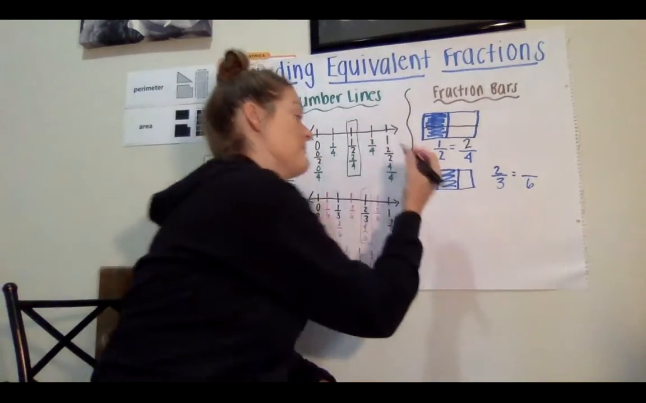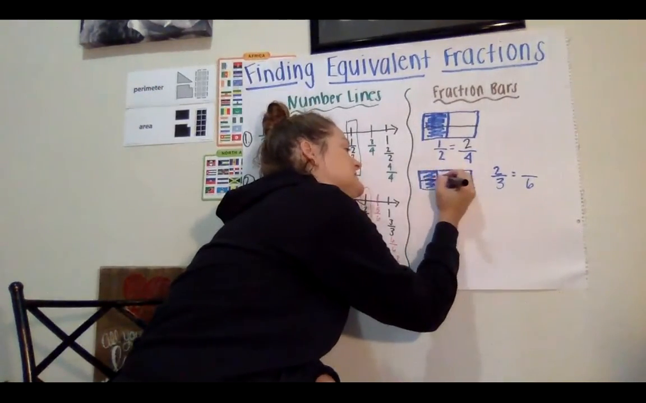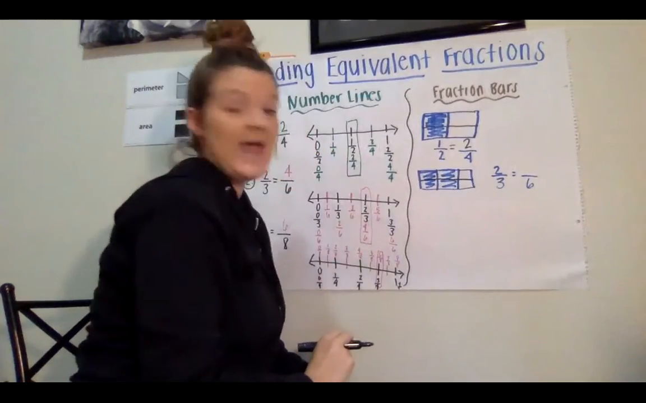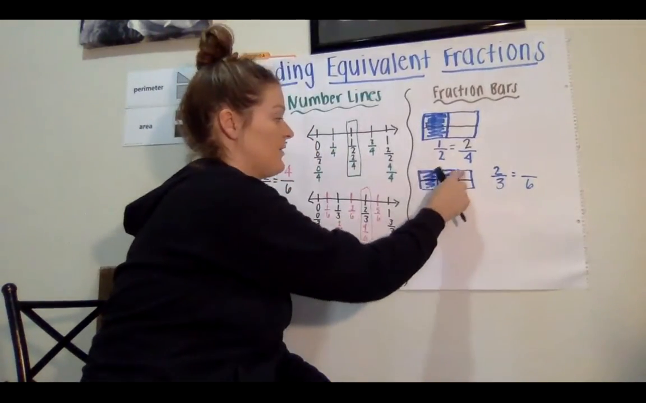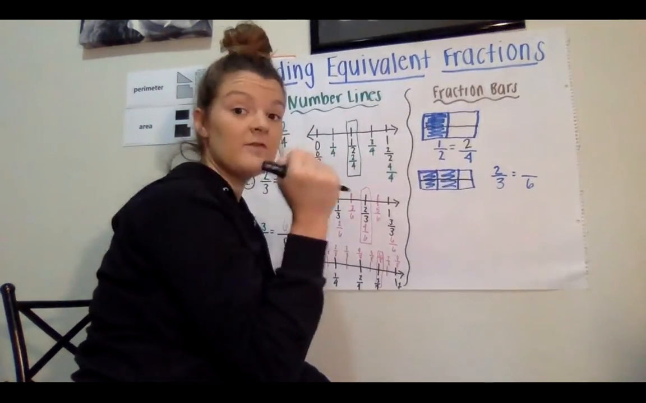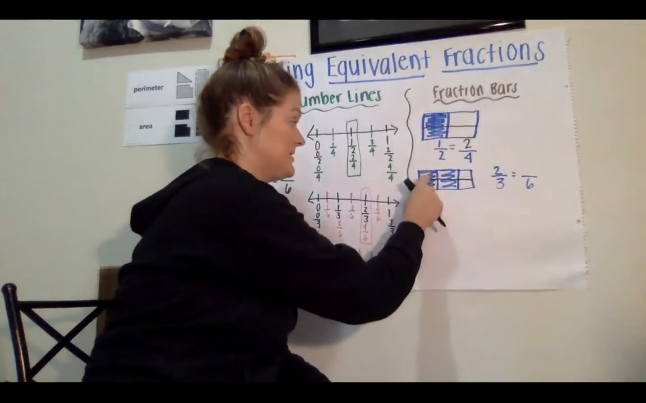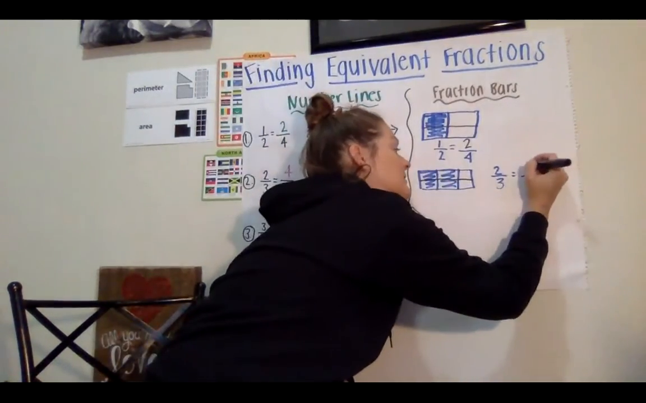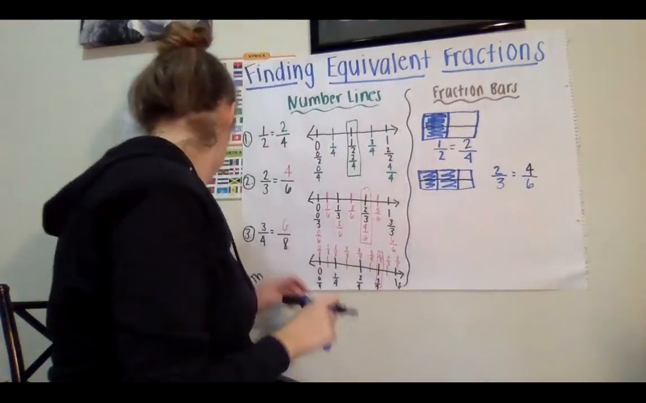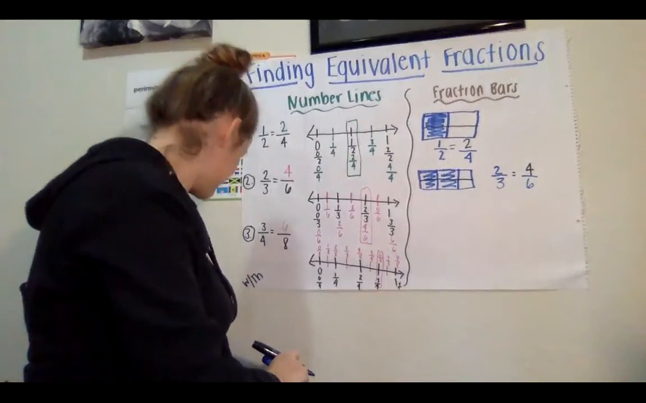And I can do that by partitioning across in half. Now I see 1, 2, 3, 4, 5, 6 equal parts. And of those equal parts, how many are shaded? 1, 2, 3, 4. So 2/3 is equal to 4/6.